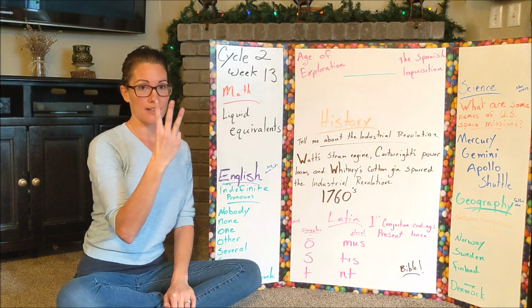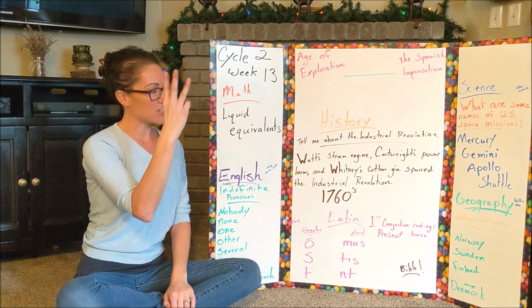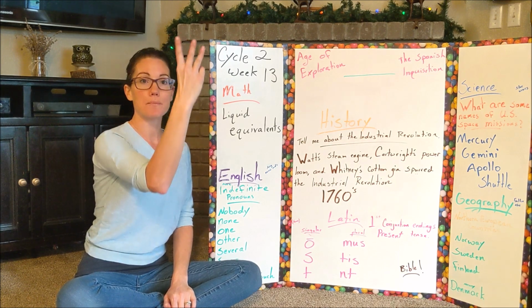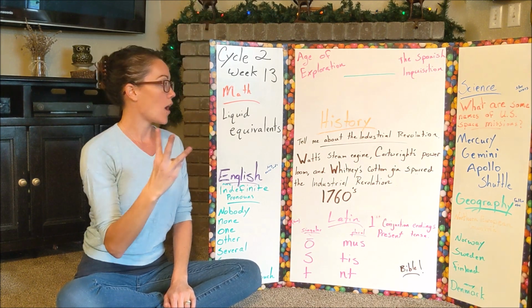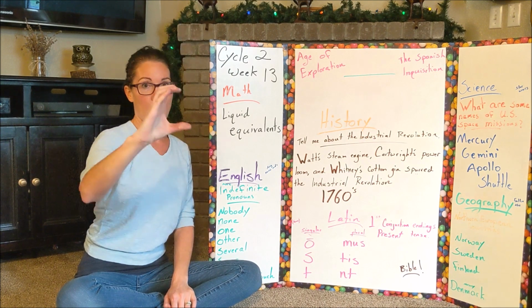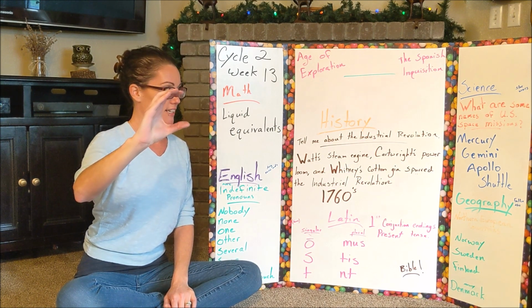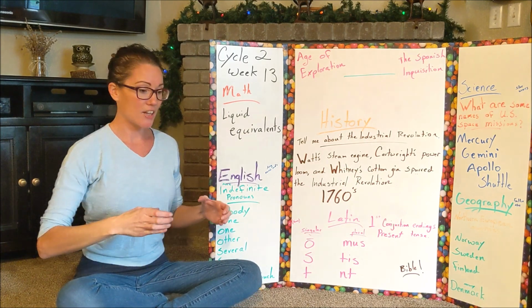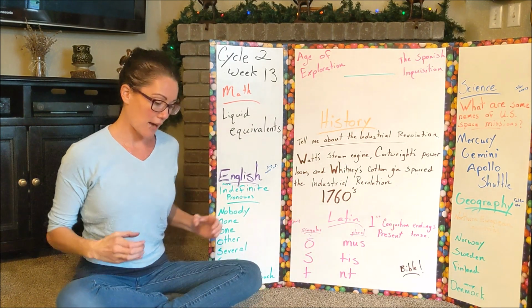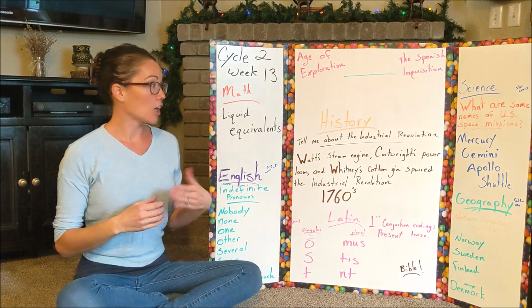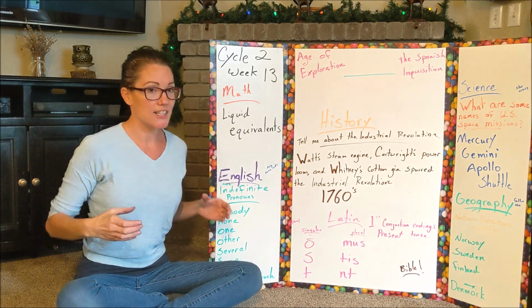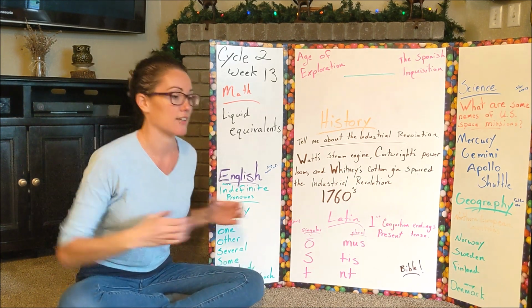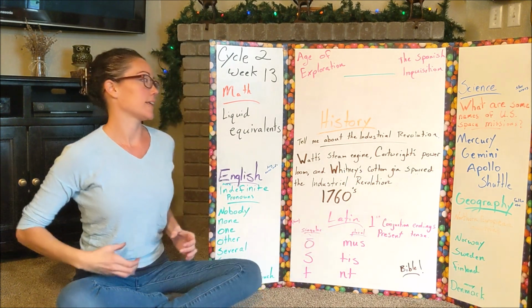Watts, we're going to throw up our ASL W. Watts steam engine. Then we're going to wiggle our fingers and go up like it's steam. Watts steam engine. Cartwright's, we're going to do our ASL C. Cartwright's power loom. We're going to keep our C, add another one to it, go forward and back really quick. Because if you look at a power loom machine, that's what it does. It has this piece on it that goes back and forth really quickly.